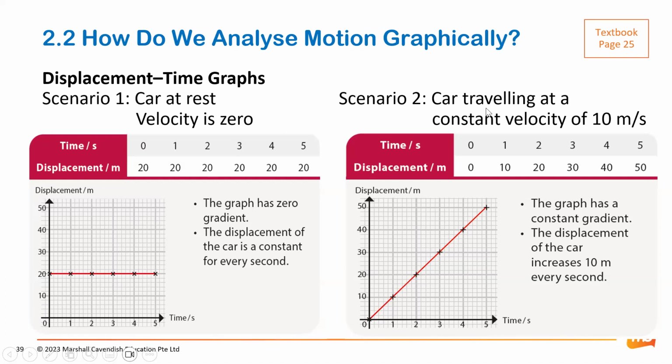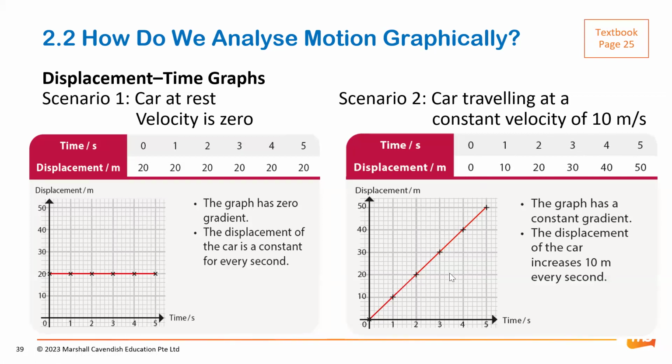Okay, scenario 2 is when the car is moving at a constant velocity. Constant means uniform, the same velocity of 10. So now the car is moving. Every 1 second, you can see from here, my car moved by 10 meters. So the car is actually moving. When I'm moving, I have a velocity, and this velocity is constant, means it's the same.